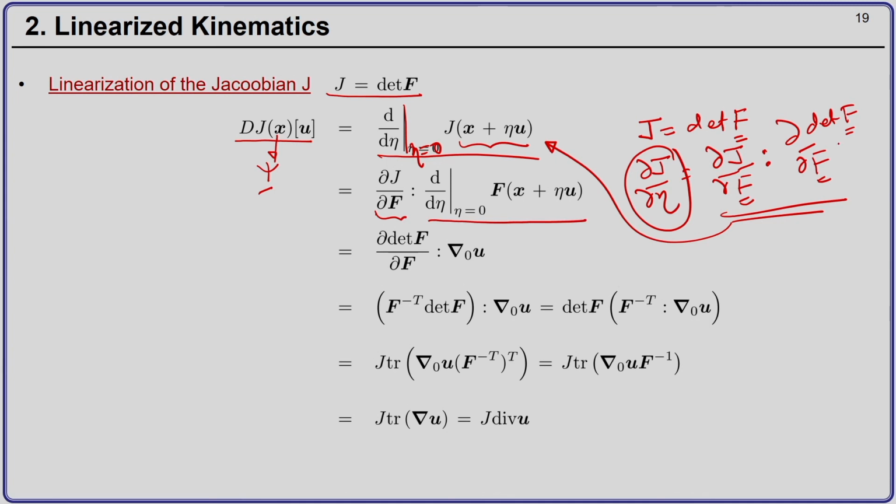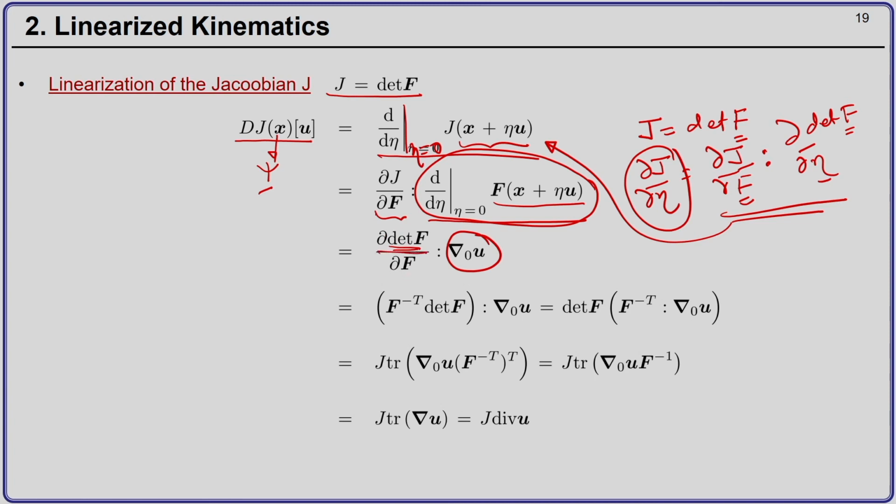Okay, sorry, this should be eta. So, d by d eta of F at x plus eta u. Now, I have already derived that this is nothing but the directional derivative of F, which is nothing but the material gradient of u, and J is nothing but determinant of F. So, del J by del F is nothing but del of the determinant of F divided by del F.